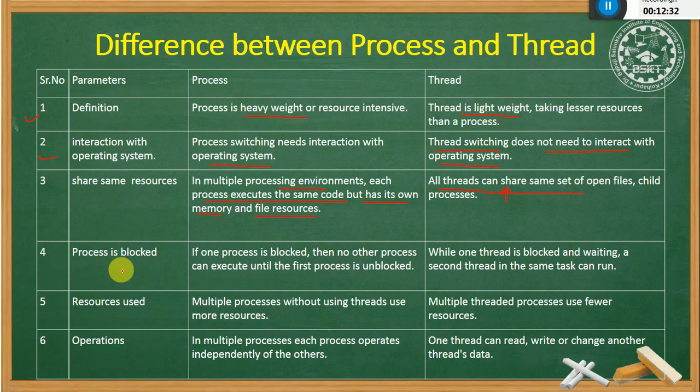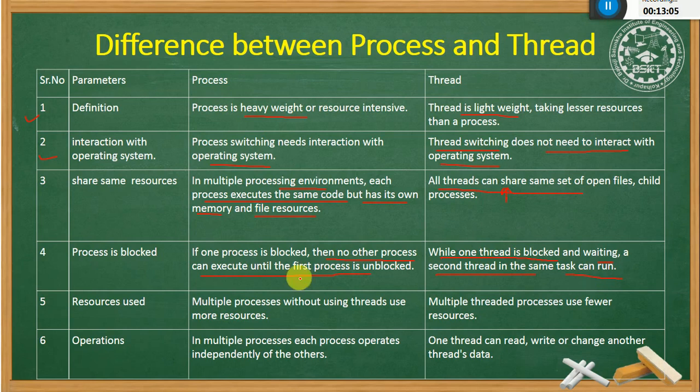Fourth point, blocking. If one process is blocked, then other processes are blocked in the multi-processing environment. While in multi-threading, if one thread is blocked or waiting, a second thread may run its own task because the thread has its own control. So they are not dependent. If one thread is blocked, it may run a second thread.